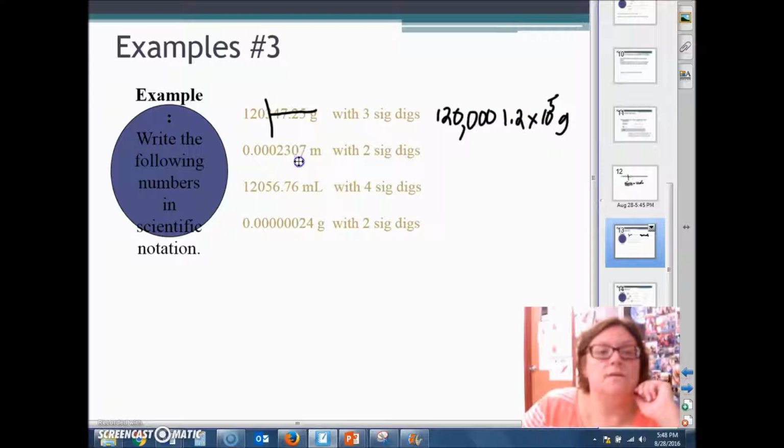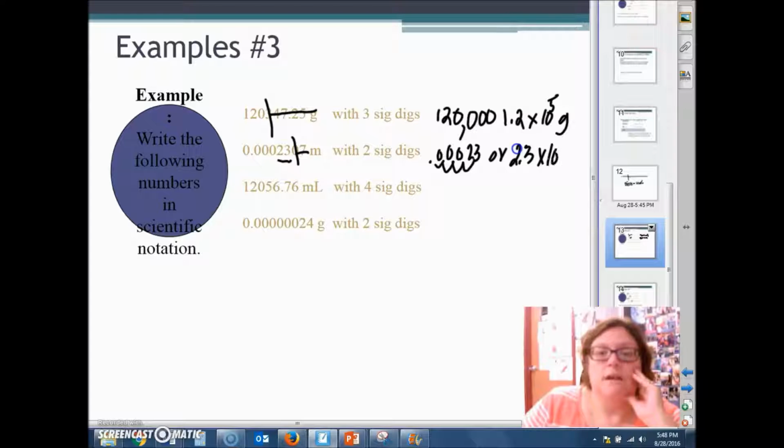Here, 2 significant digits. Okay, these would be 2 significant digits. All right. So we would round off here. That 0 won't round up, so we could either write it 0, 0, 0, 2, 3, or change it: 1, 2, 3, 4. 2.3 times 10 to the negative 4th. It got smaller.